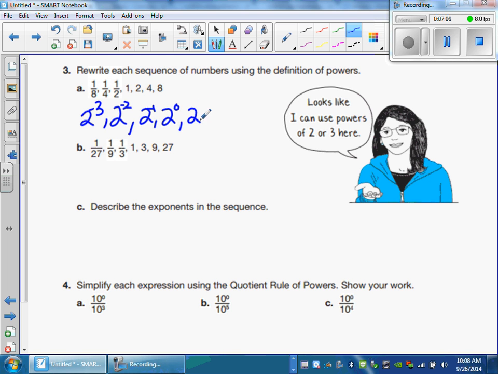Here my exponents are going to start to get bigger because my numbers are getting bigger. So 2 to the power of 1 gives me 2. 2 to the power of 2 gives me 4. And lastly, 2 to the power of 3 gives me 8.